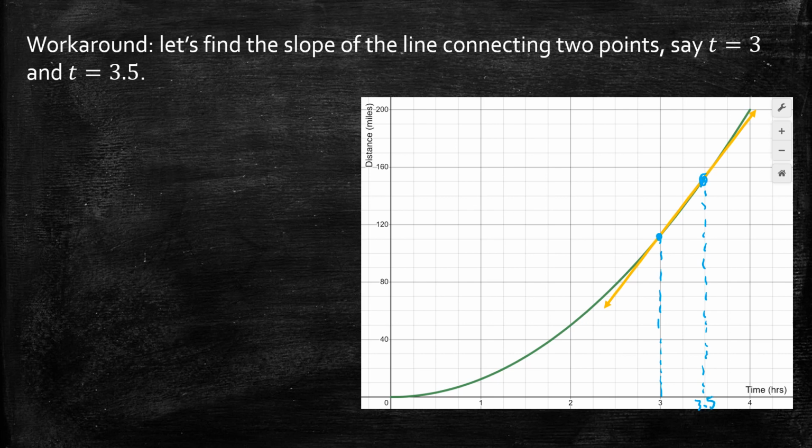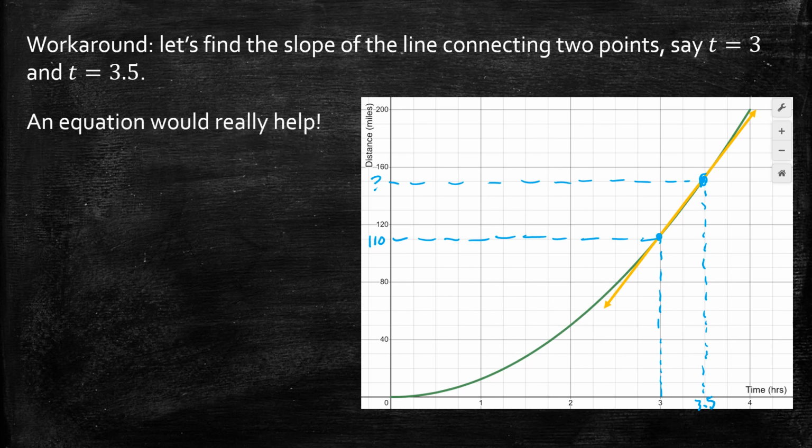Now to find the slope, it's change in y over change in x, so we could estimate the y values. The y value at t equals 3 looks like it's 110, and the y value for t equals 3.5, well, I'm sort of approximating, so I don't actually know how accurate I would be, even if I said that this was 150, I'm not sure. So what would help improve our calculations? An equation. So here's the equation of this graph. D equals 12.5 t squared. Your distance from home is 12.5 times the square of the time.